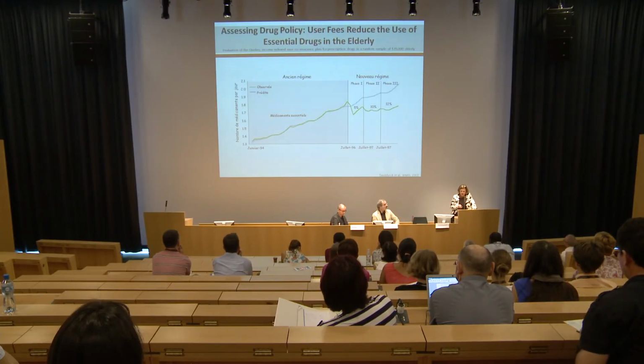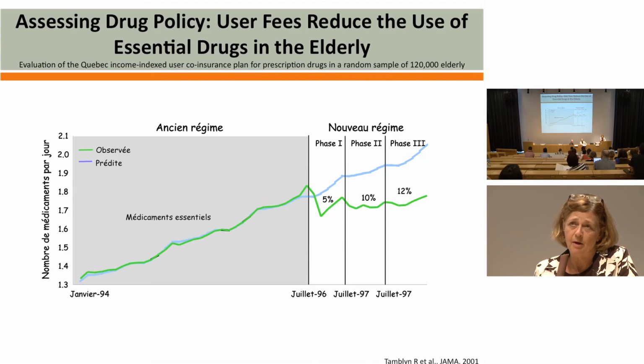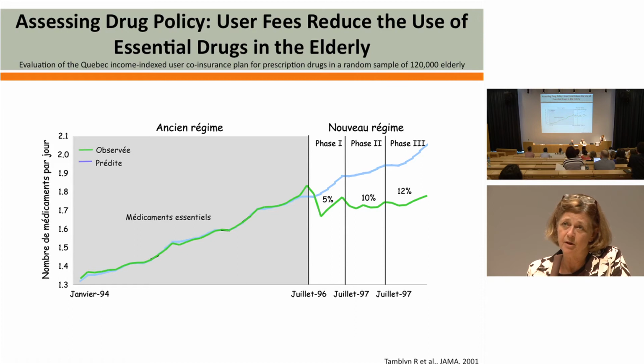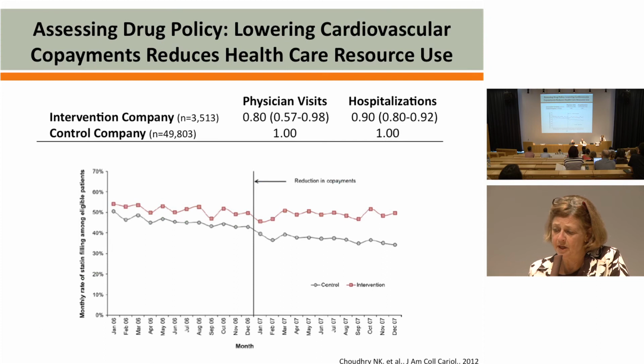So in Quebec, we used this kind of approach to look at what happened to people when a co-payment policy was put in place to increase the revenues made available for covering the non-insured. And you can see for essential drug use that the policy essentially lowered the number of drugs per day, meaning it produced a policy-induced non-compliance in the elderly population. A similar approach was taken in the United States, where one company lowered the co-payments for statins, and what resulted was a corresponding reduction in physician visits and hospitalizations for cardiovascular events compared to companies that had and maintained their co-payments.